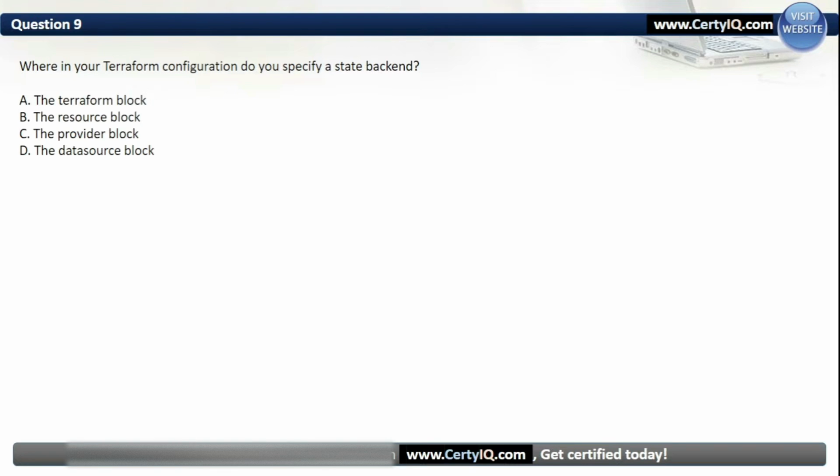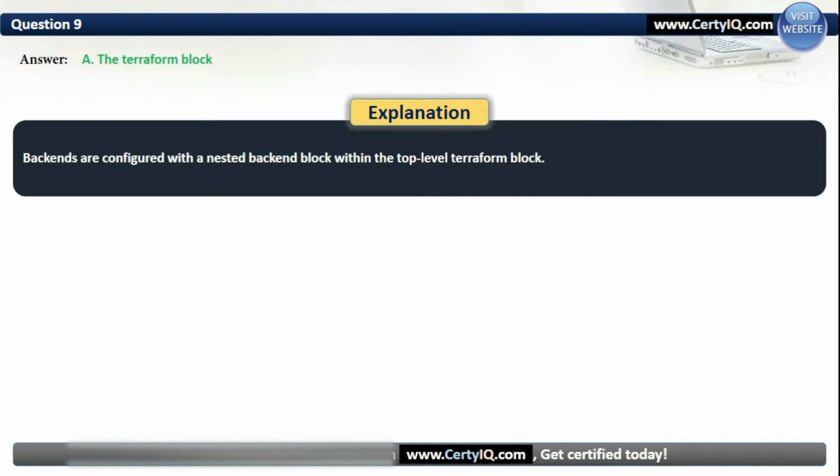Question 9. Where in your Terraform configuration do you specify a state backend? Our options are A. The Terraform block, B. The resource block, C. The provider block, or D. The data source block. The correct option is A. The Terraform block. Backends are configured with a nested backend block within the top level Terraform block.